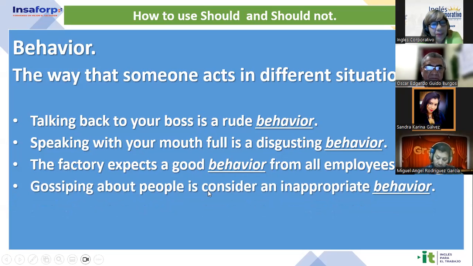Gossiping about people is considered an inappropriate behavior. I was saying that gossips are chambres, right? And here, gossiping is chambreando. Okay, don't gossip at your work.